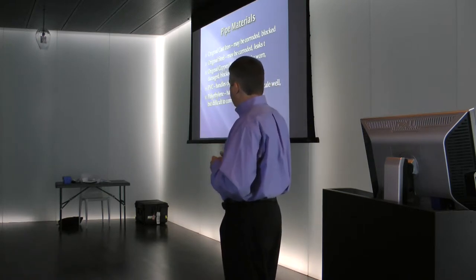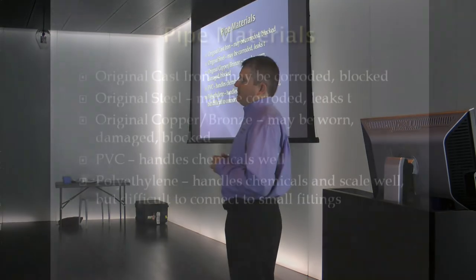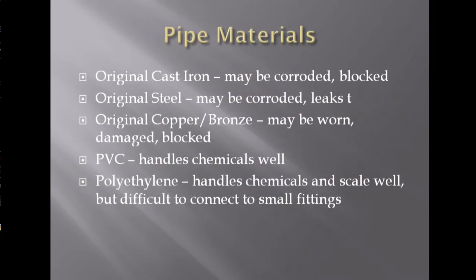PVC handles chemicals really well, so that's probably the primary pipe material choice for any new construction. And with flanges and things, you could certainly swap out existing metal pipe for PVC pipe.